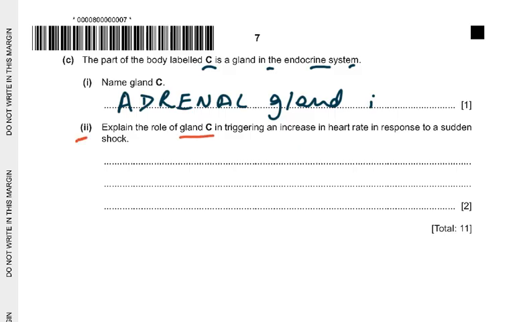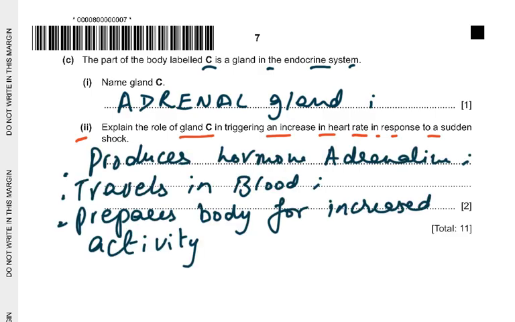Part 2, explain the role of gland C in triggering an increase in heart rate in response to a sudden shock. It produces a hormone, adrenaline, which travels in the blood and prepares the body for action, or you can say prepares the body for increased activity, by increasing the heart rate, increasing the pupil size, increasing the conversion of glycogen to glucose. So more glucose is available for you in a fight, flight, and fright situation.